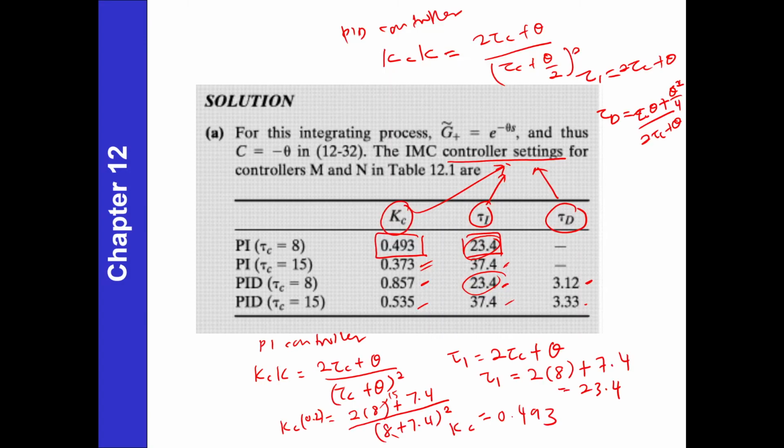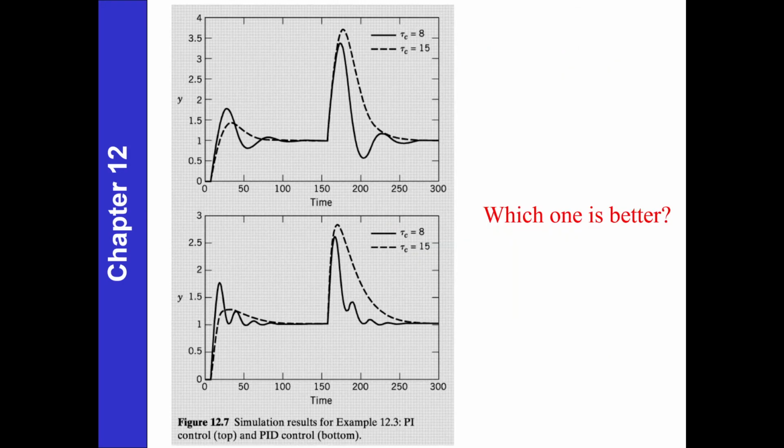So this is the response we get when we plug the values of Kc, tau I, and tau D into the system. The easiest way to get this response is to use Simulink or MATLAB. You just plug in the PID controller, and it will give you this kind of response.